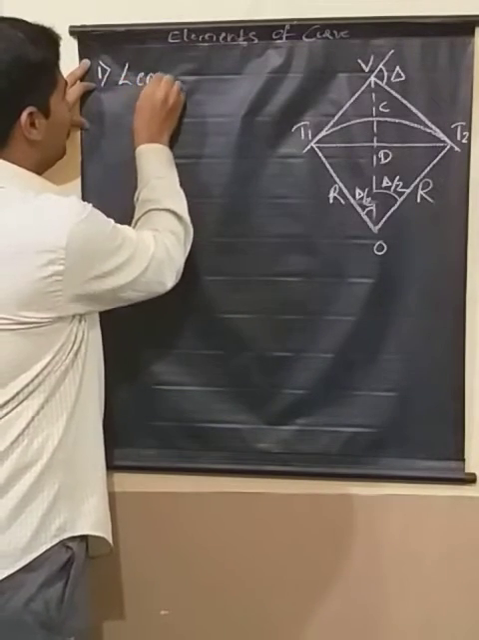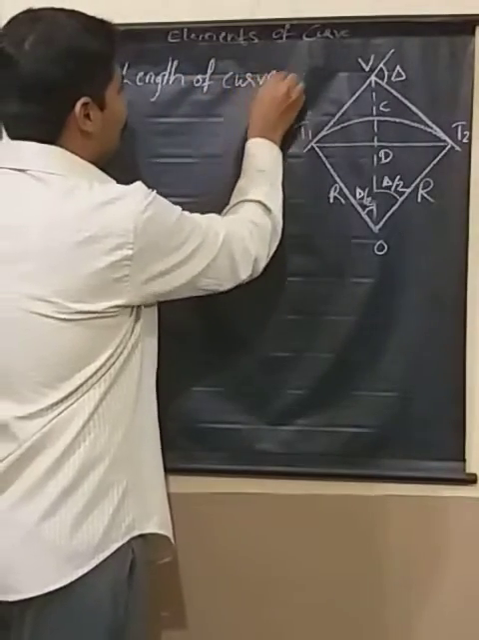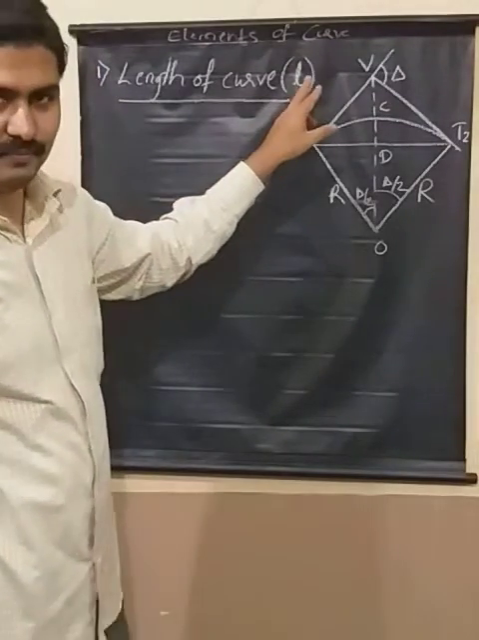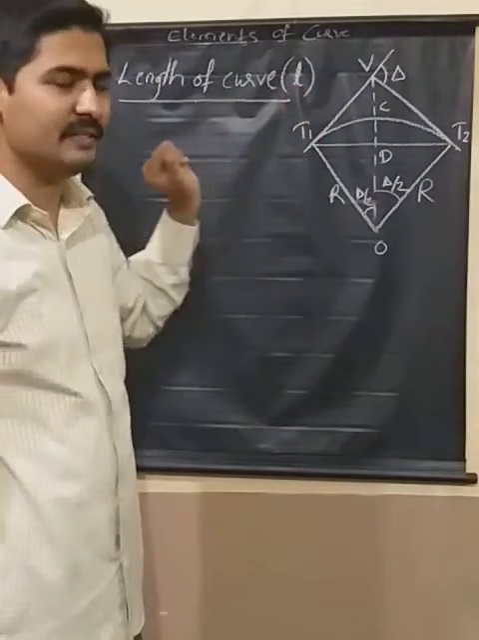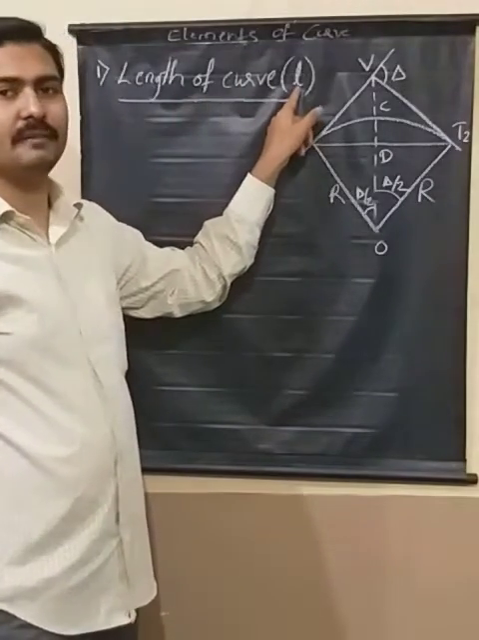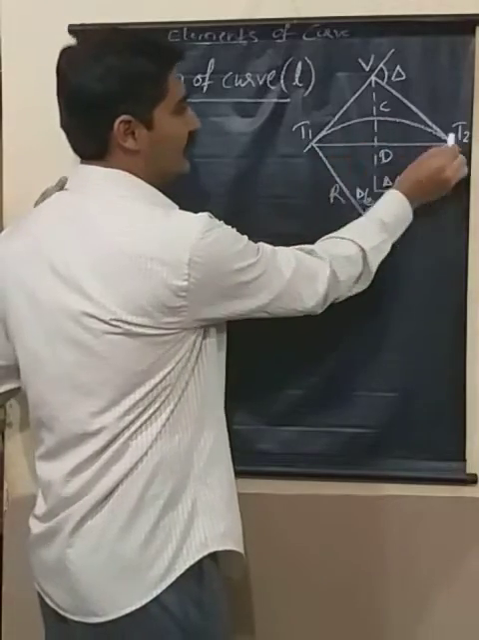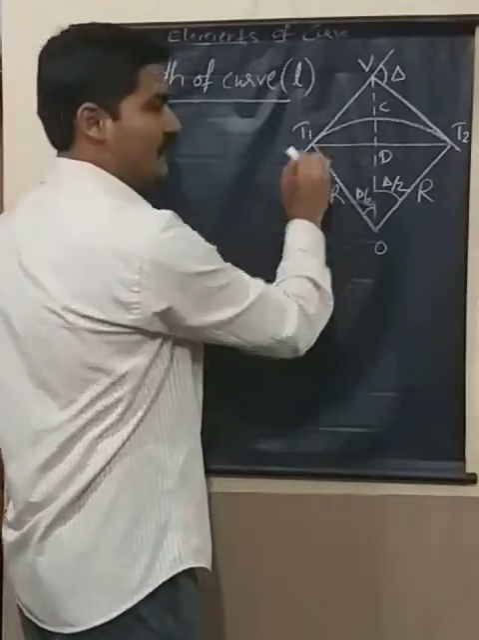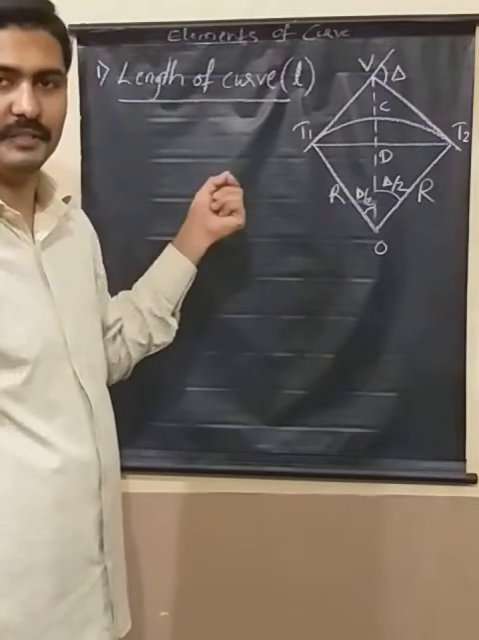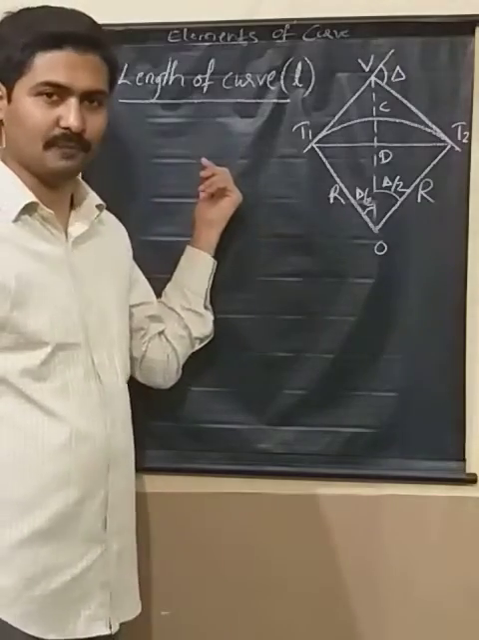How am I going to find out the length of the curve? Length of the curve is designated by small letter L, as I explained in the last session. So the length of the curve is T1, C, T2, this length. If I have to find it out, what expression, what formula do I have? I am going to derive that now.